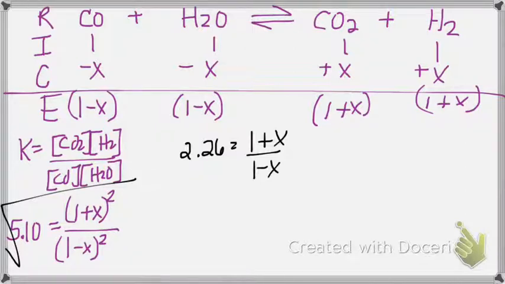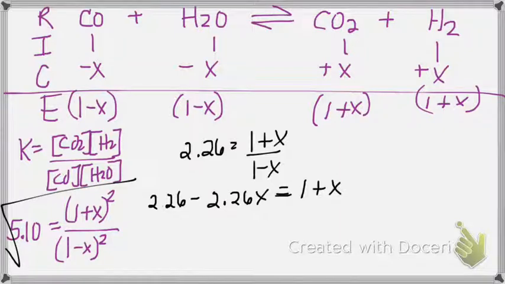Earlier today I just said, okay, that X is equal to this. And then some kids were like, what did you do? So we'll go over it in case you forgot. So I'm going to get rid of the denominator by cross multiplying. So I'm going to have 2.26 minus 2.26x equals 1 plus x.